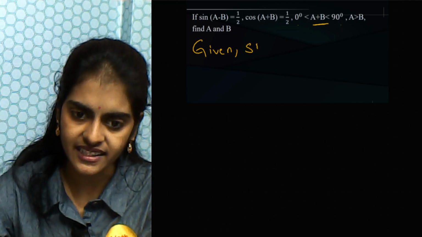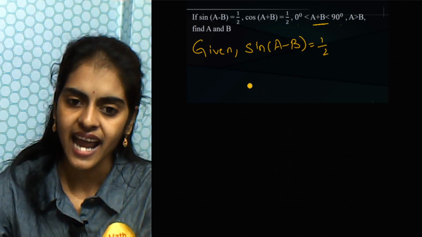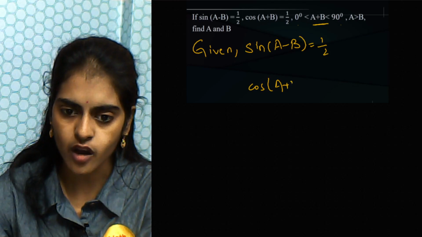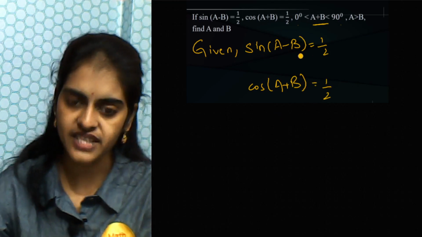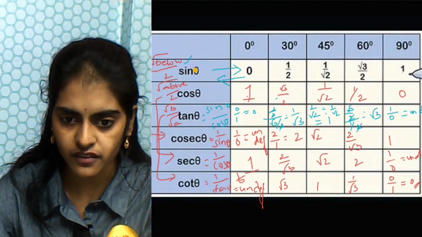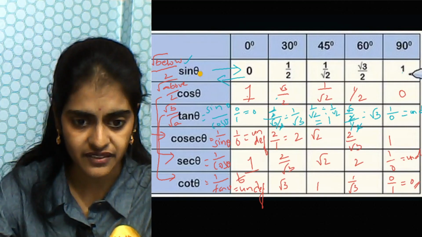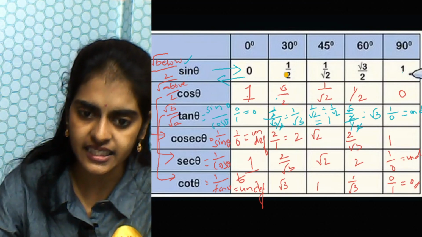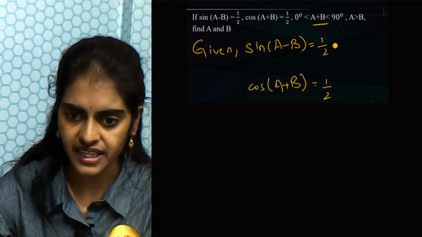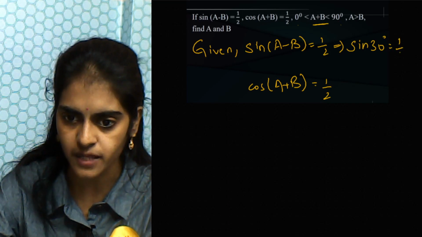Let us write the given ones. Given sin(a minus b) is 1 by 2, and cos(a plus b) is 1 by 2. Now tell me, for which value of sine will you get 1 by 2? Let us see the table. For which value of this theta is the sine value 1 by 2? You can see for sin 30 degrees it is 1 by 2.